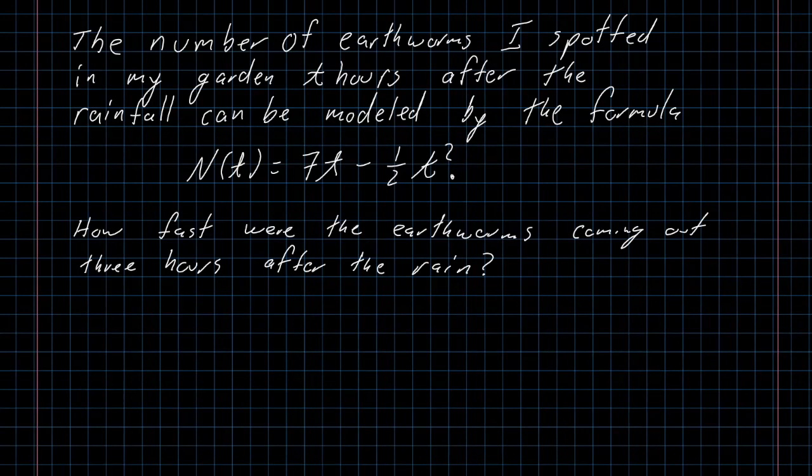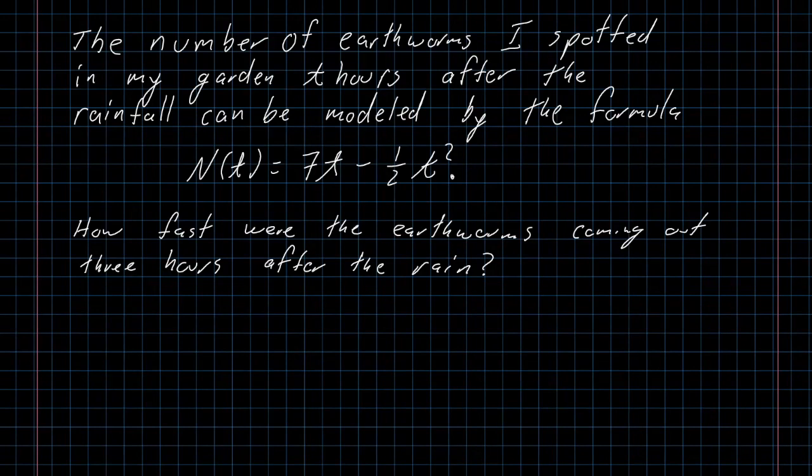Here is a conceptually unrelated problem. The number of earthworms I spotted in my garden t hours after the rainfall can be modeled by the formula n of t equals 7t minus 1/2 t squared. And once again, I'm not worried about how the model came to be. In this course, we are worried about, now that we have the model, what can we do with it?